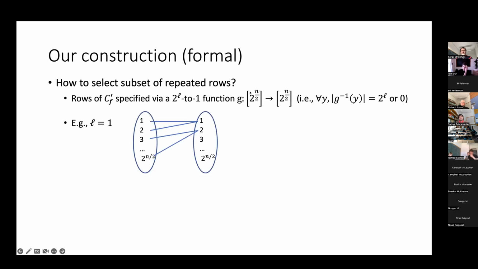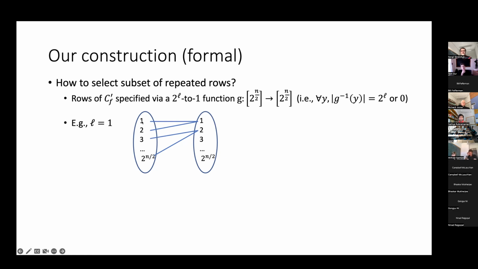Now, let me give an example. I think it's easiest to specify by example how we're going to use G to specify the rows of this new matrix C prime. So for example, let's think about L equal 1. Then G would be a 2-to-1 function, right? So maybe G looks something like this. This is the domain. This is the codomain. And we're going to think about the domain of the function G as encoding the rows of this new matrix CF prime, and the codomain of G as specifying the rows of the old matrix CF.